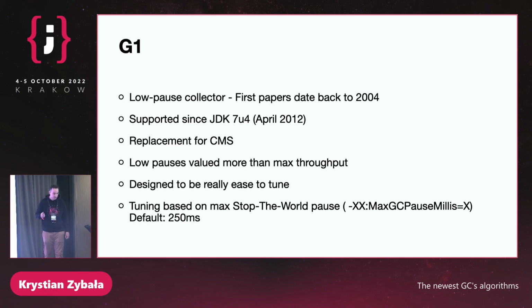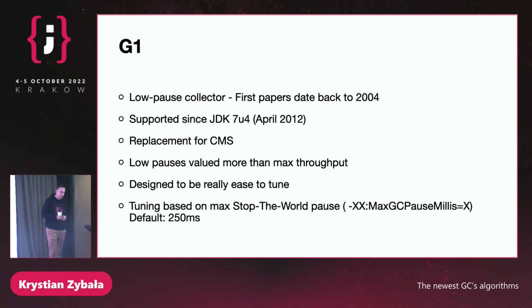Let's briefly discuss G1. G1 was first designed in 2004, was introduced in Java 7, and was a replacement for CMS. We will not discuss CMS because it's deprecated and we cannot use it anymore. Of course, this algorithm was designed to achieve low pauses in our application. It means that throughput is not crucial in this algorithm.